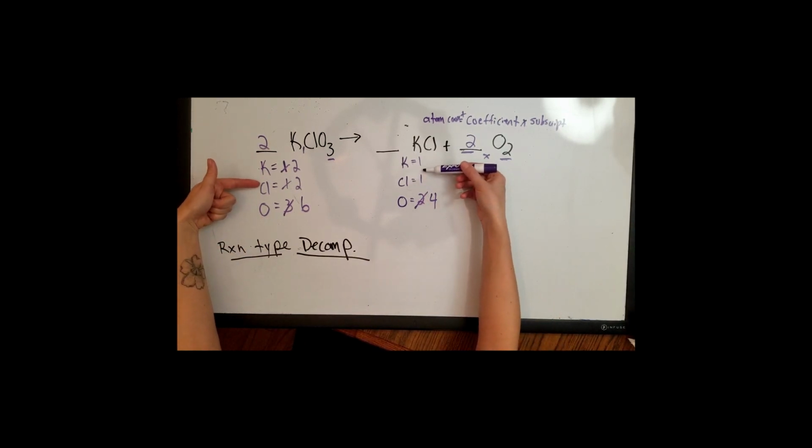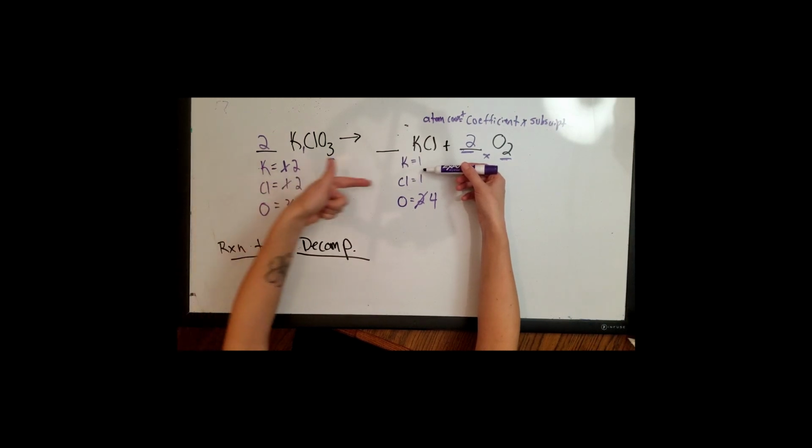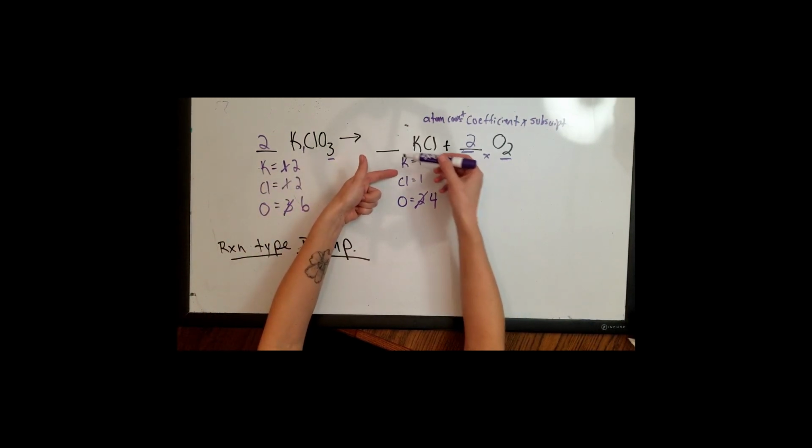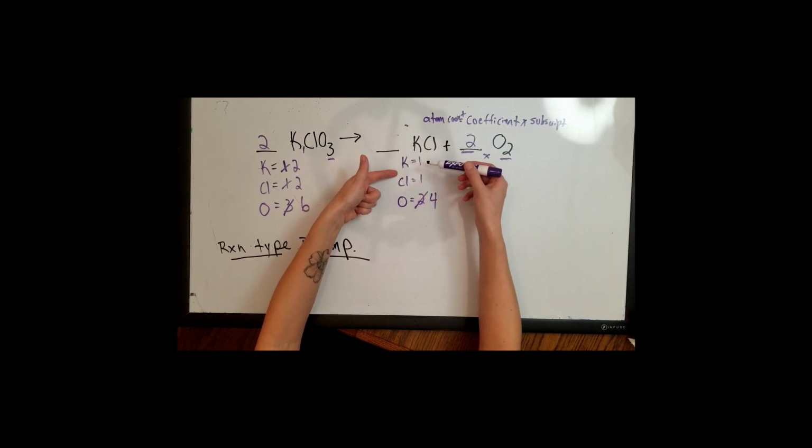So I'm just going to look comparing the potassiums to each other. I have 2 potassiums on the reactant side. How am I going to get 2 on the product side? What number can I put here to make me have 2 potassiums?